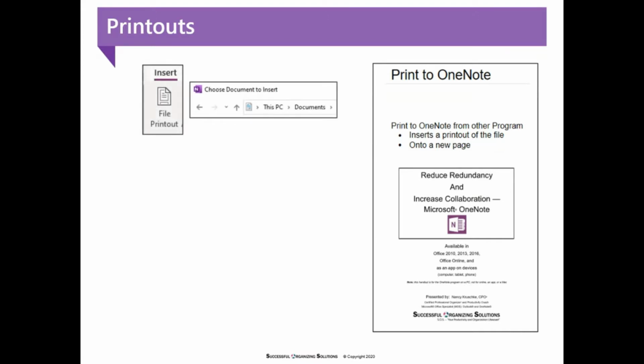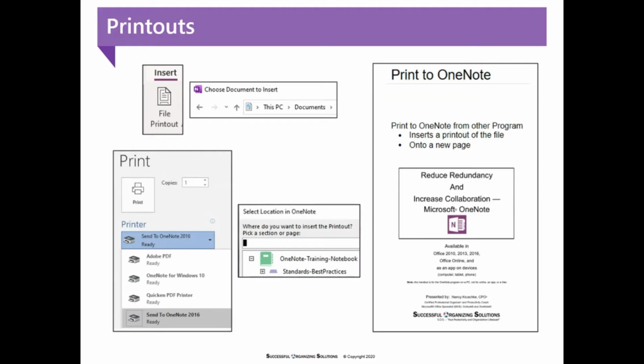The first one is inside of OneNote. Go to Insert on your menu and click File Printout. Then select the file from the Choose Document to Insert window and click Open. Also, if you had that Word document open, you can send or print to OneNote right from there. You would then select Send to OneNote 2016 from the printer list and click Print. In the Select Location in OneNote window, select the section where you would like to insert the printout. The document will be added to a new page in that section.